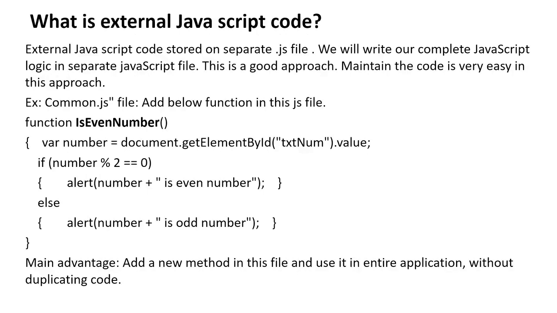What is external JavaScript code? External JavaScript code is stored in a separate JS file. We write our complete JavaScript logic in a separate JavaScript file. This is a good approach. Maintaining the code is very easy in this approach. Suppose we use 1000 HTML pages and we write our logic in a single file and we implement this single logic in the entire application using this external JavaScript reference.